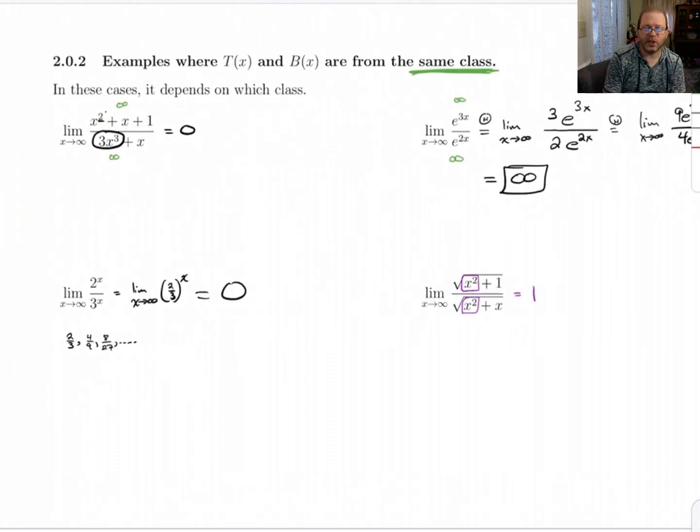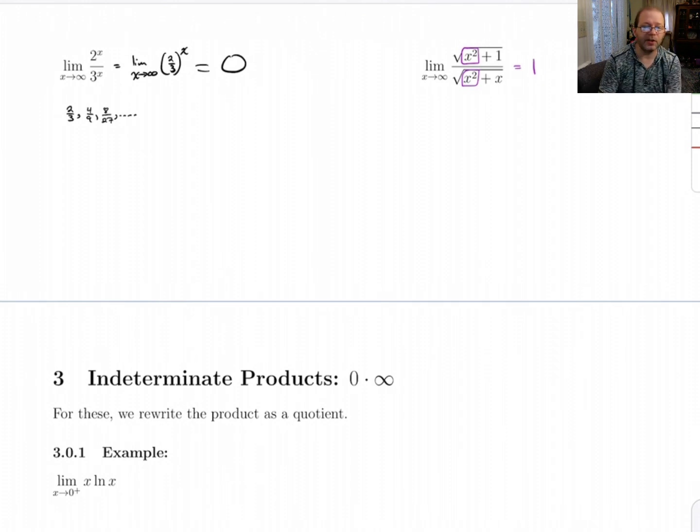And of course, you can always check these by looking at their graphs on Desmos or something else, and see if they're going to 0 or infinity or what. So anyway, I think I'll stop this video here, and in the next section we'll talk about indeterminate products.